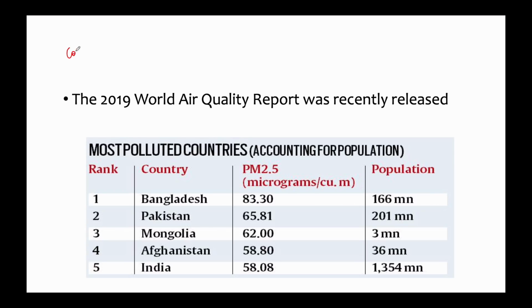So in what context are we studying this today? The 2019 World Air Quality Report was recently released. It is released by pollution tracker IQ Air and Greenpeace. You'll get the names in the coming slide also. You can see here the most polluted countries accounting for population. Rank 1 is Bangladesh, then Pakistan, Mongolia, Afghanistan and India.